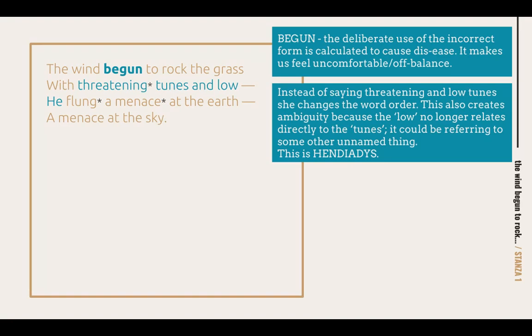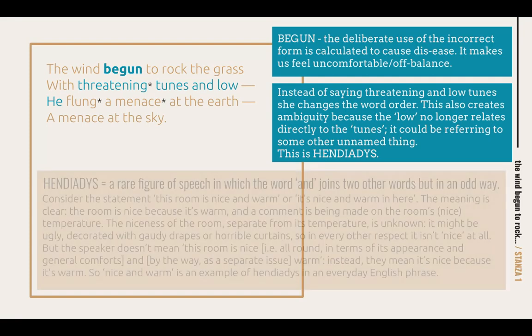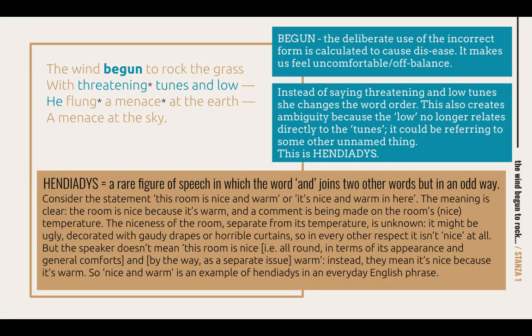Now, just for the hell of it, here is that weird poetic device, hendiadys. This use of the threatening tunes and low. She could have said with threatening and low tunes, not so. So what is that threatening tunes and low? That also is calculated to create a kind of ambiguity. The tunes are threatening, that's definite, because threatening is the adjective and the noun is the tunes. And then one of the other adjectives is added with this "and." That's what hendiadys is. It's a figure of speech in which "and" is used in an odd kind of way to join two words together.